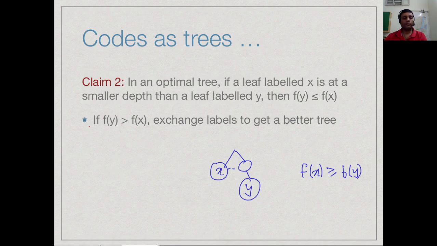Because if f of y were bigger than f of x, that is, if I had more y's than x's in my text, then I would just exchange these two, right? I would find a better encoding by putting y here and x here. Because now if I do f of y times the length of y or the depth of y in this tree, then it will reduce because the depth of y is reduced and this is a higher multiplier. So therefore, if I had a higher thing below, then I could exchange letters and get a better tree. And that doesn't happen in an optimal tree. So then in an optimal tree, if I go down the tree, I'll only find lower frequency letters.